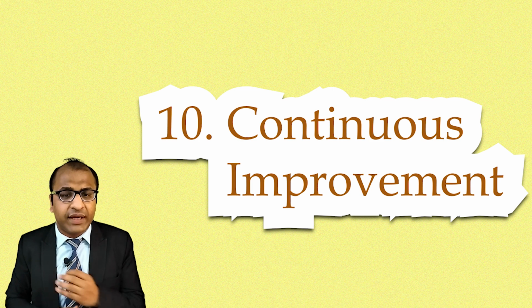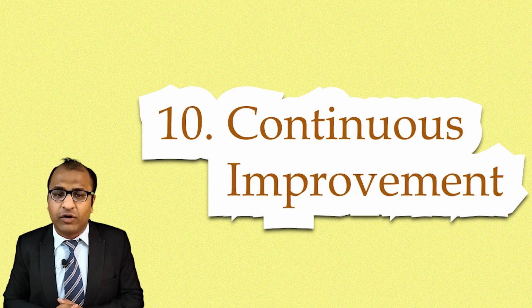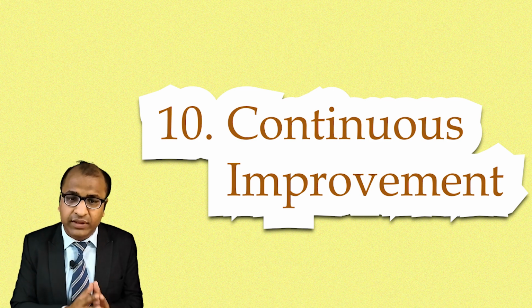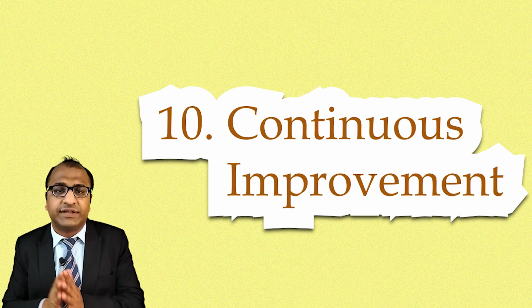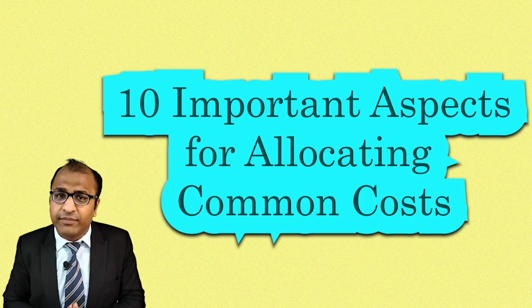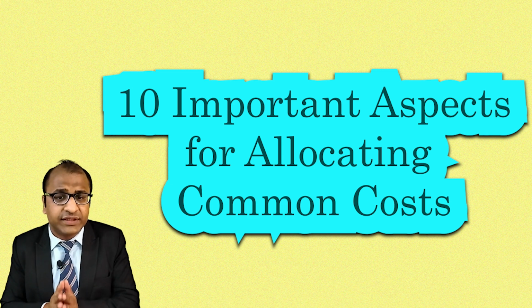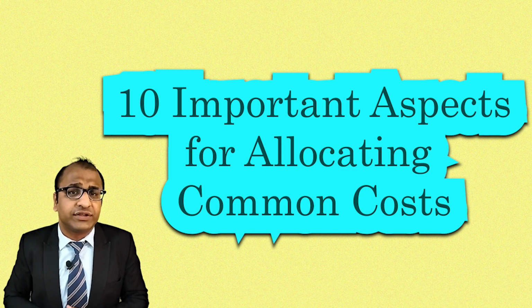Thus, keeping in mind the aspects discussed, the allocation decisions of the common costs need to be taken by the management in order to be transparent and accountable in the eyes of relevant stakeholders. So this was all about today's topic. I hope I have been able to develop clarity on the common costs and the aspects to be considered while deciding the allocation process.